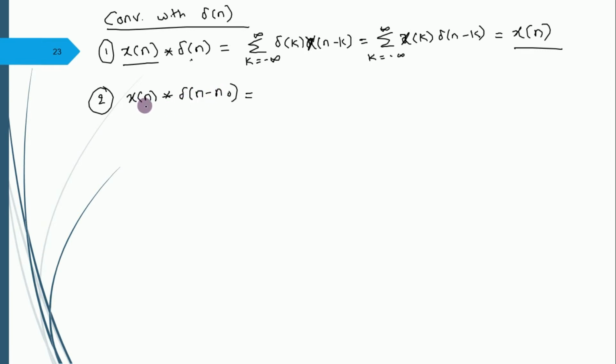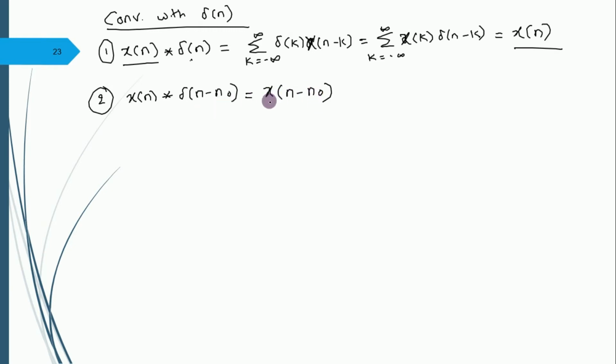Here also it is signal convolved with impulse signal, but slightly modified. It is convolved with time shifted impulse signal. So what should be the expected answer? Here we were getting x of n. Here you will get the answer as x of n minus n naught.